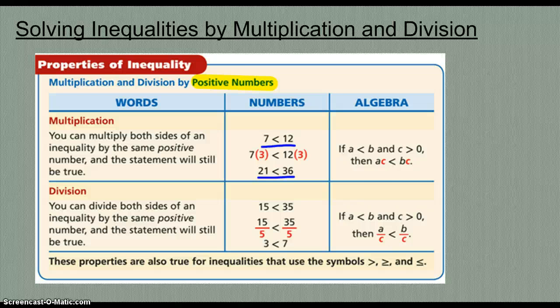Same thing if you divide both sides by the same number. You can see in the bottom example, they divide both sides by 5, and we started off with 35 is greater than 15. Once we divided 5 on both sides, we got 7 is greater than 3. Does not change the result. The right side is greater than the left side.